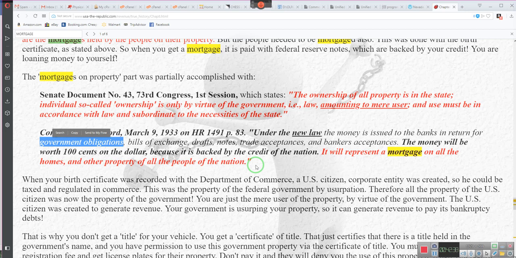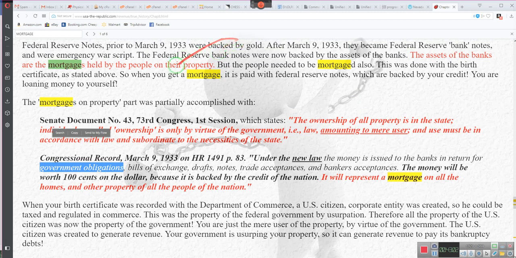But hold on, here's a problem. You don't understand. The new credit represents a mortgage on you, and all other property of all the people of the nation. People are property. That's why they're saying this right here. I didn't tell them to say this. They understood it the exact same way that I understood it. It says the assets of the banks are mortgages held by the people on their property, but the people needed to be mortgaged also.